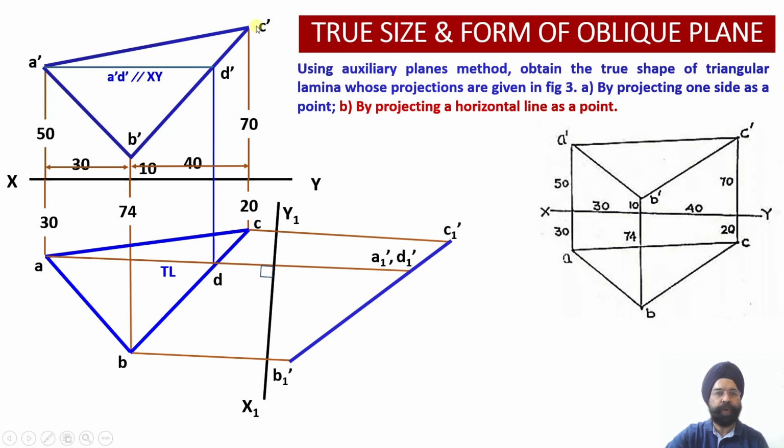Let us work out the coordinate of C dash. So please see, C dash is located 70 millimeter above the XY line. Now where is the locus of C? From here I am going to mark 70 millimeter. So this distance happens to be 70 millimeter. So this is 70, this is 50, this is 10.